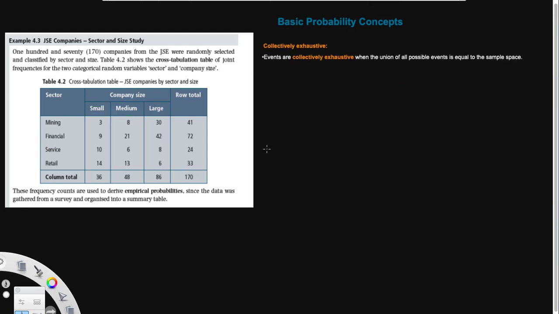Collectively exhaustive, on the other side, means that the union of all the possible events, when you add events A and B and C, will give you the total or the sample space, which, remember, in statistics is between 0 and 1, so our total will be equal to 1. One of the best examples is, what is the probability of selecting on this table a company that will be either small, medium, or large? Let's say A is small, B is medium, C is large.